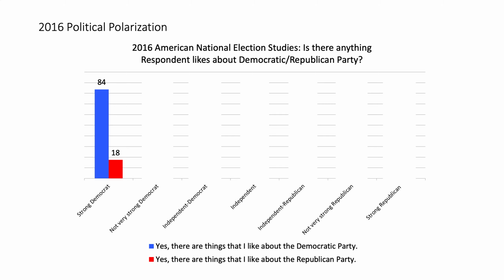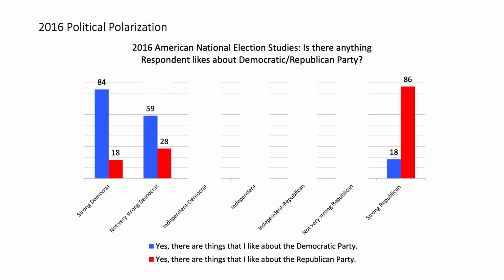Among the strong partisans, 85% of strong Democrats said, yeah, there's something that I like about the Democratic Party. Only 18% of strong Democrats said that there was anything that they liked about the opposition, the Republican Party. Not surprisingly, the same dynamic in the opposition. Amongst strong Republicans, 86% said that there was something that they liked about their political party. Again, less than 20% of strong Republicans said that there was anything that they liked about the Democratic Party.